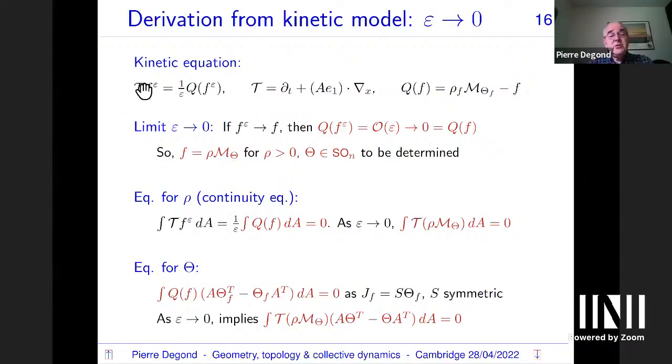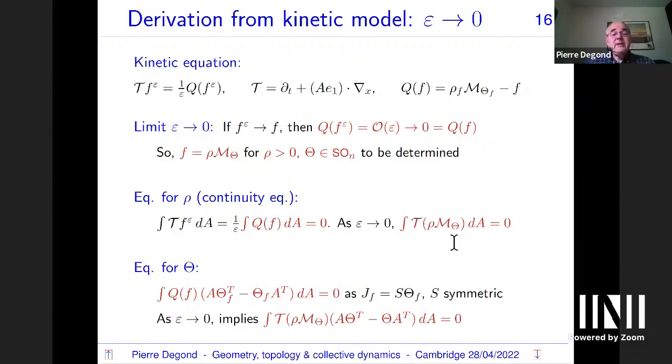So one thing that you can do is integrate this equation with respect to A, with respect to the rotation, and that cancels the right-hand side, because by structure, M is a probability distribution. So you see that when you integrate F with respect to A, you get rho F, and this difference gives you 0. So you should get that the left-hand side integrated with respect to A is 0 as well. And when you let epsilon go to 0, you get this equation for the transport operator applied to rho and theta dA equals 0. And if you compute what this gives, you get the continuity equation. So it's a very classical computation, nothing surprising here.